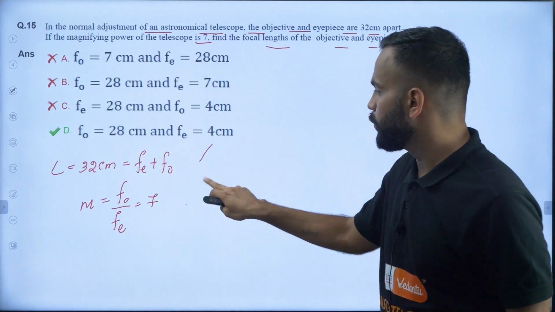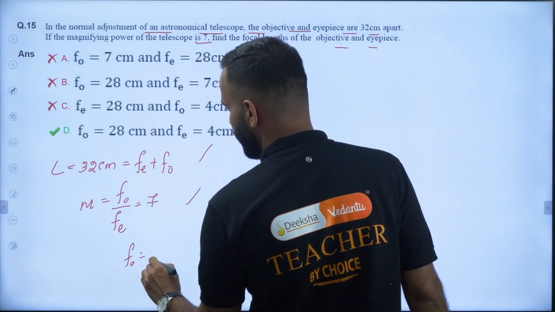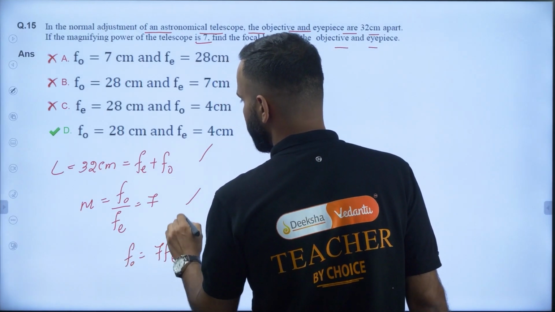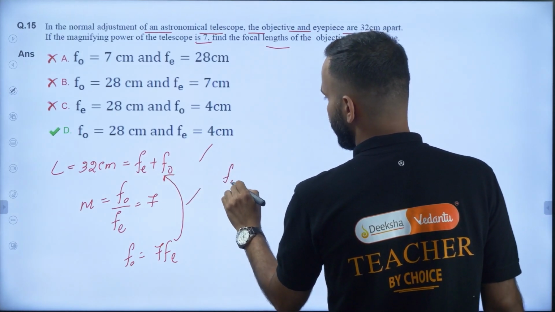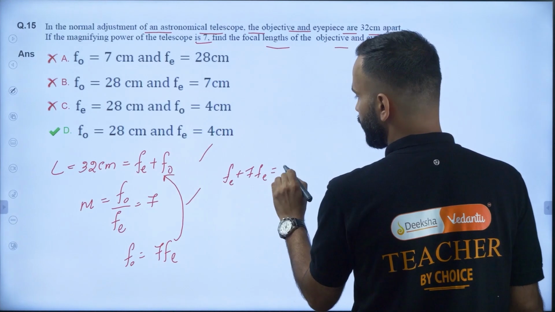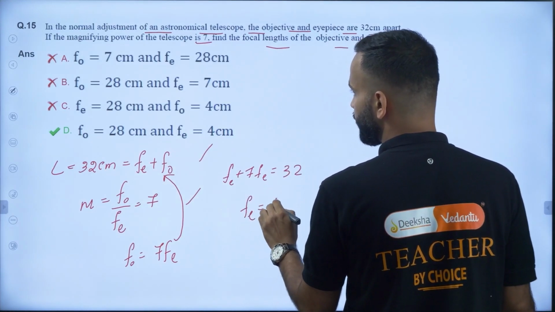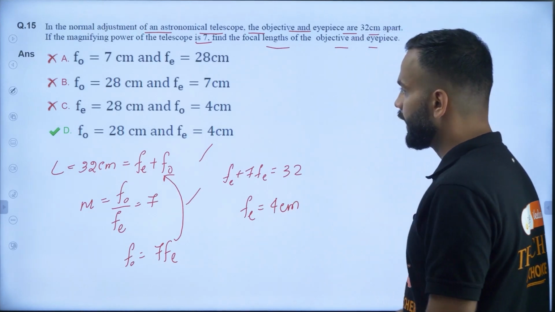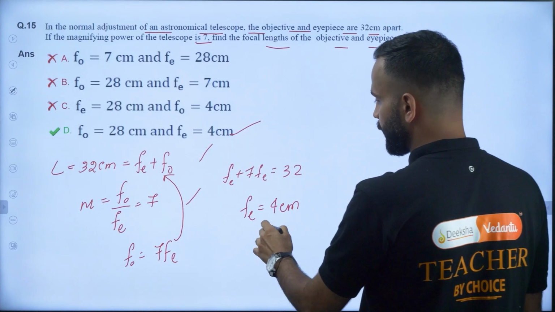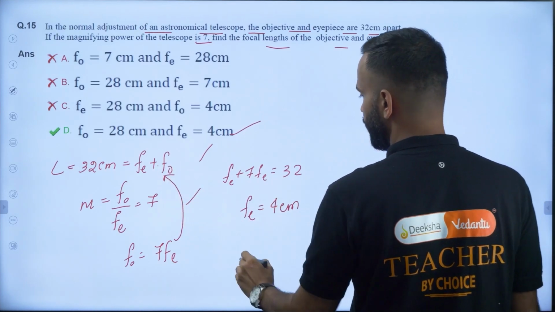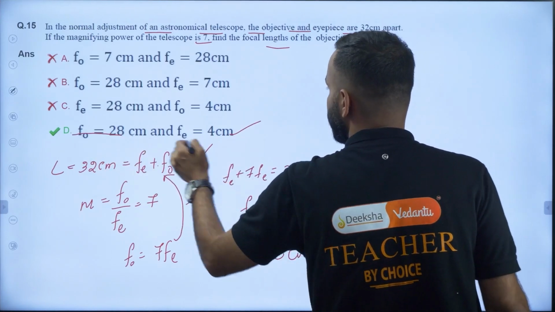Simple, right? We have two equations. Solve these two equations. So now Fo is equal to 7 times Fe. Substitute 7 times Fe into this equation. Then Fe plus 7 times Fe is equal to 32. So this is 8 times Fe, so Fe is equal to 4 centimeter. Right? Then substitute the value of Fe into either equation, and you will get Fo equal to 28 centimeter. The correct option is D.